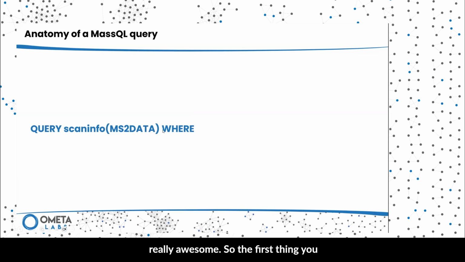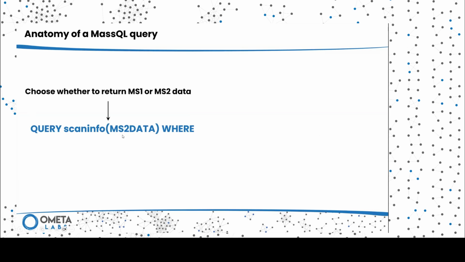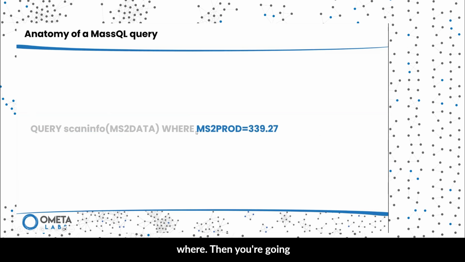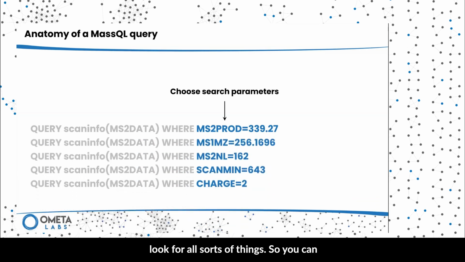So the first thing you need to do in a MassQL query is tell it to look for MS1 or MS2 data. Here, most of the time, we're going to be looking for MS2 data. So you're going to go query scan info MS2 data where. Then you're going to add in your search parameters. So this search parameter is looking for a specific MS2 peak at 339.27. You can also look for all sorts of things. So you can look for MS1 data, you can look for neutral losses in your MS2, you can look for specific scan numbers if you're interested in that. You can also look for specific charges, retention times. It's a super flexible language.